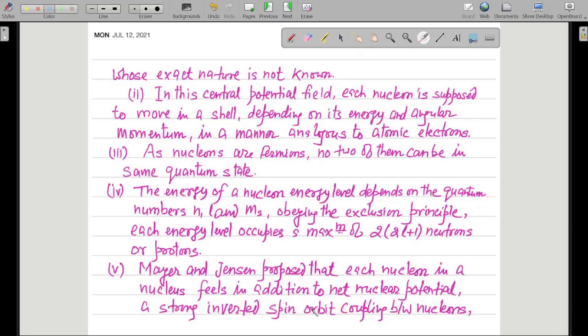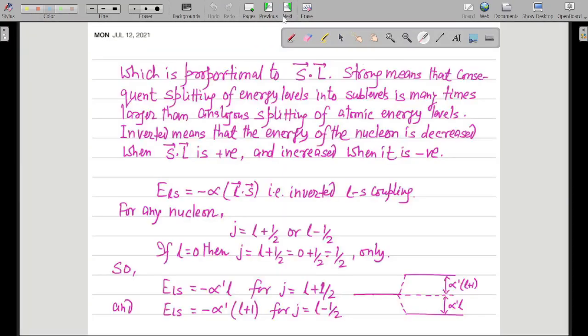Now what is this spin orbit coupling? That will be even more clear to you when you learn atomic and molecular physics. But for the time being, just assume that a strong inverted spin orbit coupling between nucleons is experienced by the nucleons when they are filled in various energy levels.